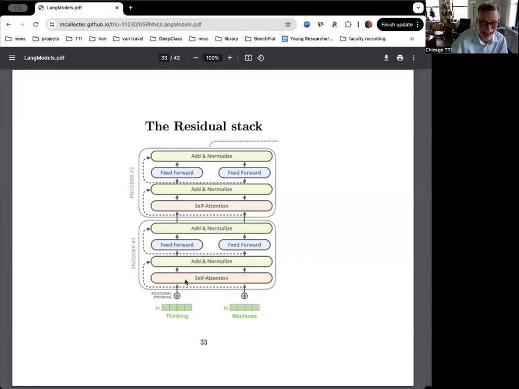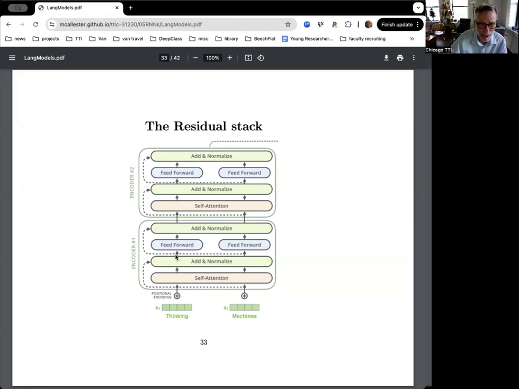So I'm going to add these. This is just a residual connection. I take the input layer, I add it to the output of this layer, and then I follow that with a layer normalization. So this adds and normalizes. Then I take each position in this sentence or sequence of tokens, and I independently pass it through a feed forward layer.